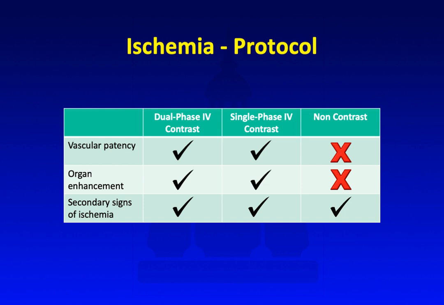We can look at organ enhancement, and we can also see secondary signs of ischemia. But if the patient has really bad renal function or the clinician just doesn't want us to give contrast, then we become very limited in that we can't identify vascular patency, we can't tell if the organs are enhancing normally, and we really need to just rely on secondary signs of ischemia.